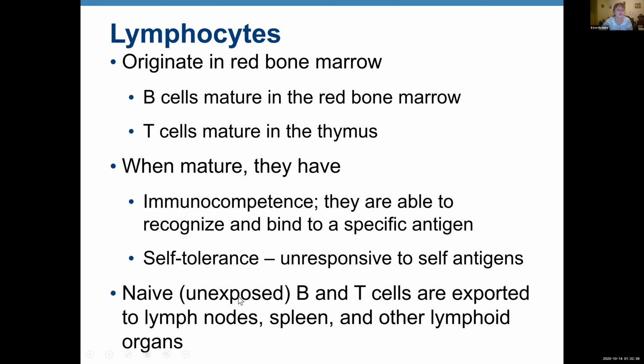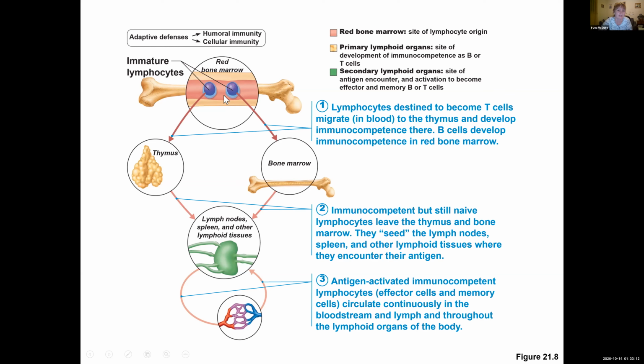That makes sense. So maybe this diagram makes it more clear. Here we have immature lymphocytes in the red bone marrow. Then they migrate into the thymus, so they will be T cells, or stay in the bone marrow, B cells. And in the thymus and bone marrow, they became immunocompetent, so they can bind to the antigen, and they do not bind to self-antigen, but they're still naive.